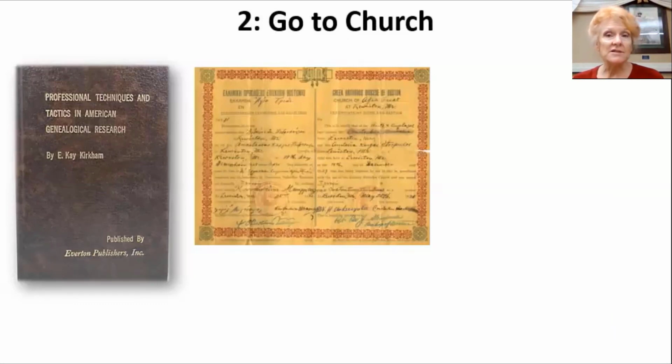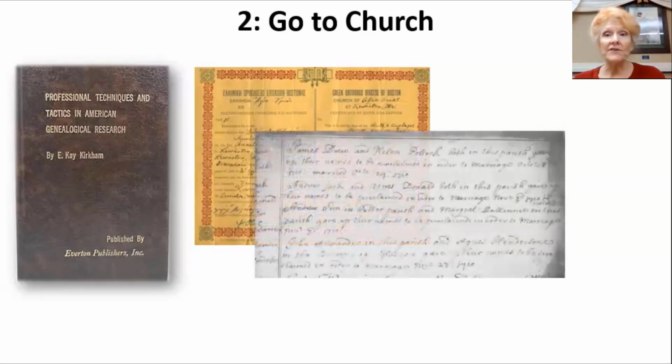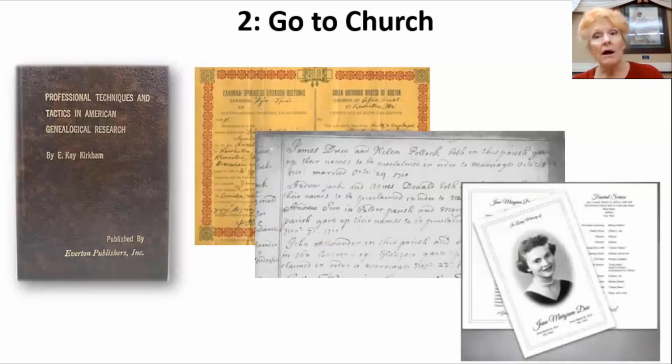Go to church for evidence. You or their church may have a baptismal record that can help prove the birth. A marriage record is often in a church or pastor's record books, and many are being digitized all the time. And a historic funeral card often gives multiple facts, including birth, marriage, and relatives.